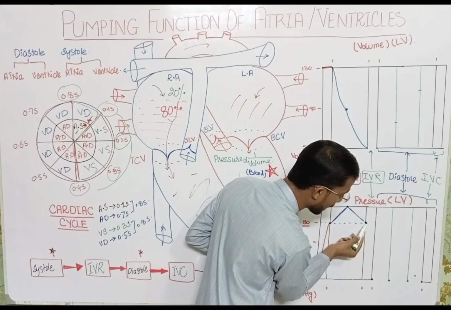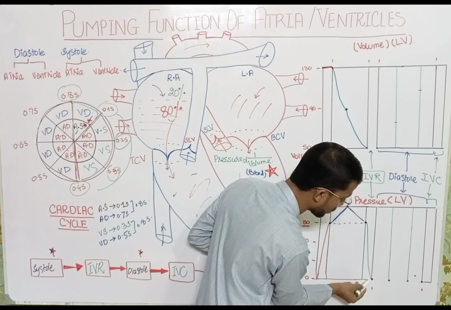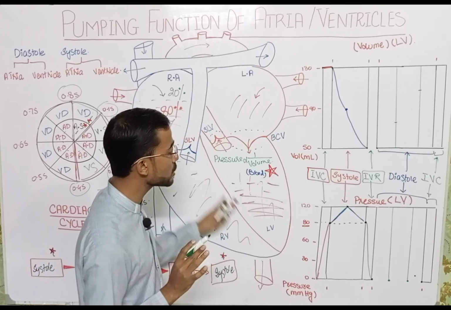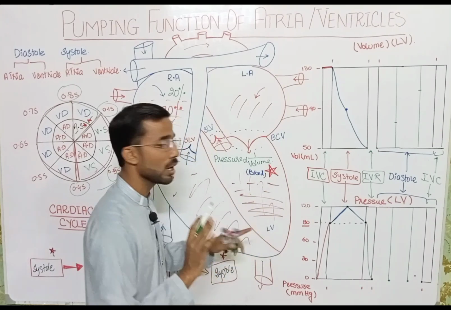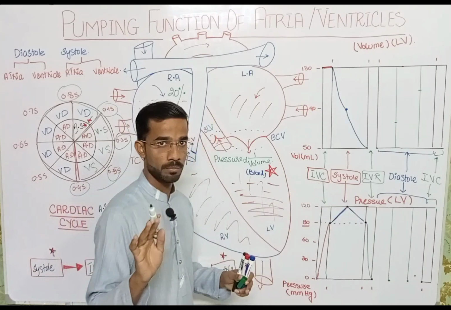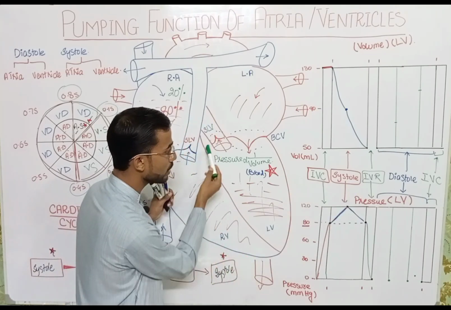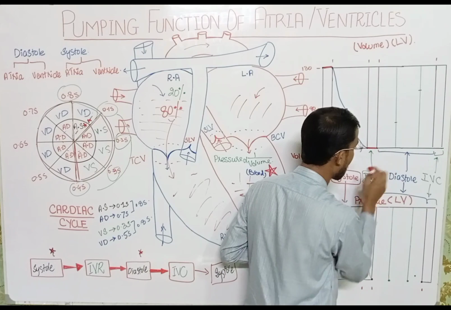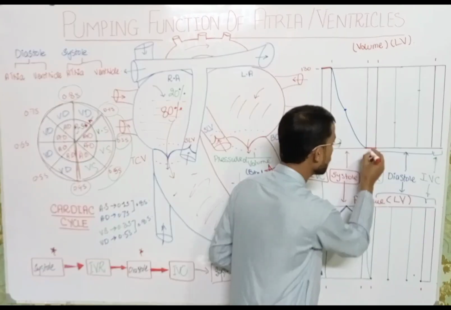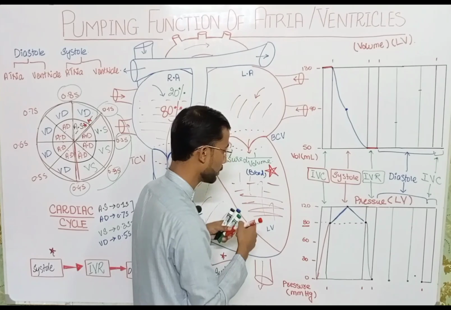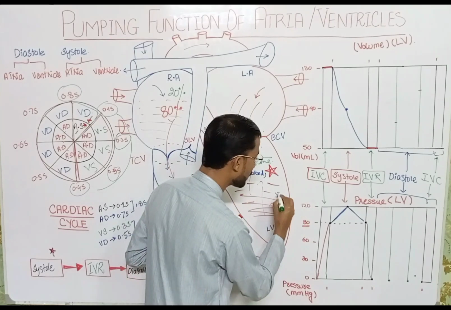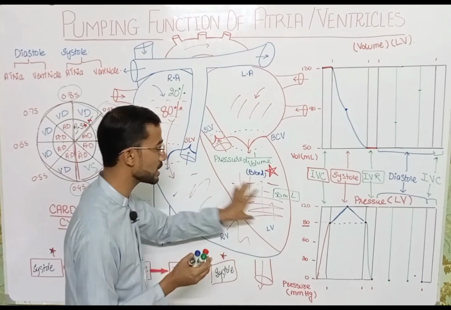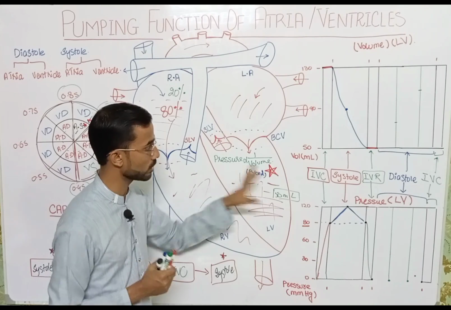In the isovolumic relaxation, you see the pressure decrease to what amount? 0 millimeter mercury. So in the isovolumic relaxation, the left ventricle pressure goes toward 0 millimeter mercury. If the pressure decreases, then in the isovolumic state, with the same volume, the 50 milliliter of blood that is present will remain the same, and there is no change in the volume present in the left ventricle. So this is the case.